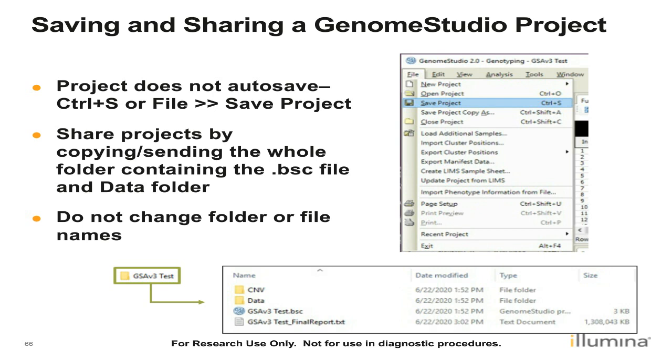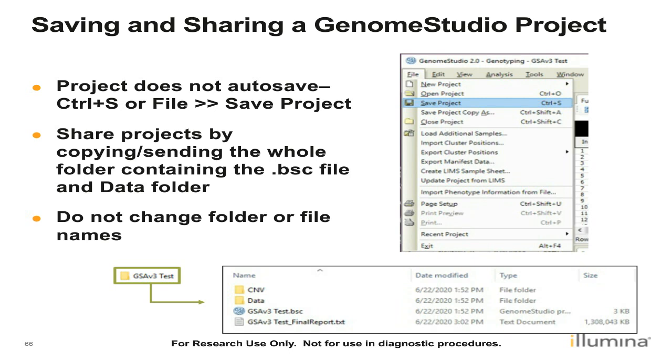If you'd like to share your project with a collaborator, what we recommend is to copy and send the whole folder containing the BSC file as well as the data and the CNV folder. Don't just send the BSC file because that does not contain any data. All the data associated with the project is actually contained in that data folder. Also, don't change the folder or file names, just keep them the same.